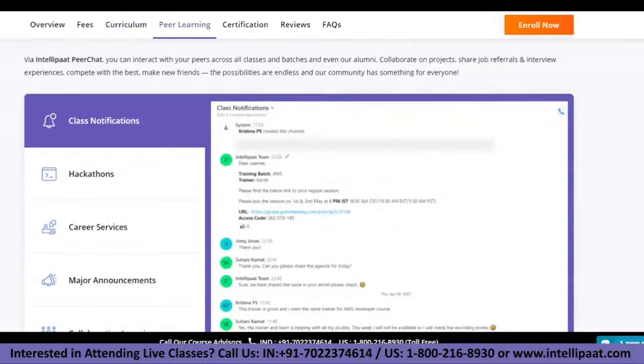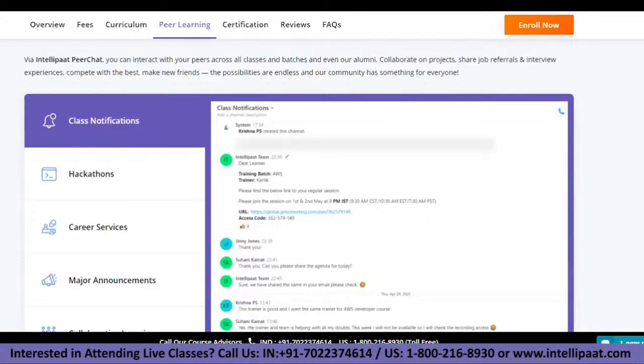Peer learning is basically an application that you will be getting being a part of Intellipaat's family, wherein you will be added along with all of your classmates and group members into one team, into one group, and along with the Intellipaat's team as well. So that is to enhance a collaborative learning and a classroom-like experience.